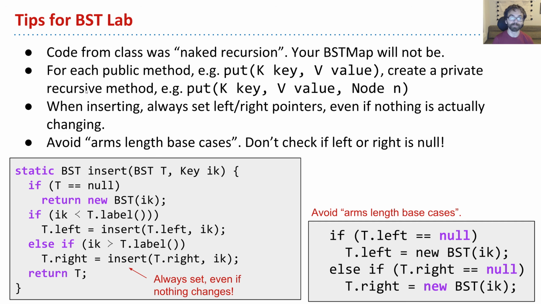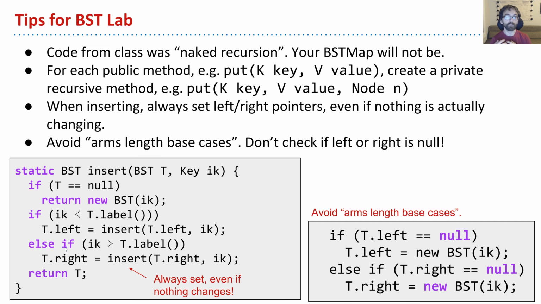It's so useful. And when it comes to inserting, I want your code to always set left and right pointers. It should look like this, like there should be these equals things happening. And that's true even if nothing actually changes. For example, if you're trying to insert something that's already in the tree, there's going to be this redundant assignment that happens. So yes, it might feel a little weird that we're having all these equals happening, but it's important to have simple code.